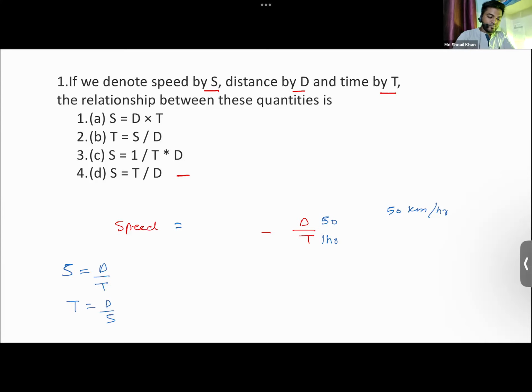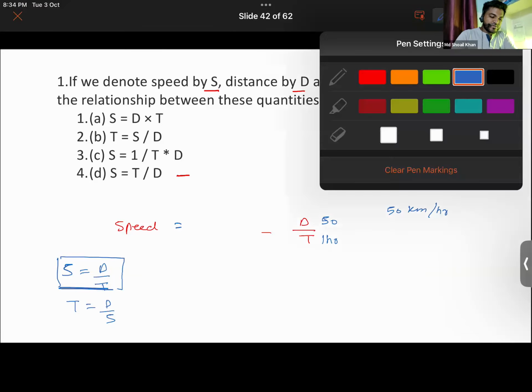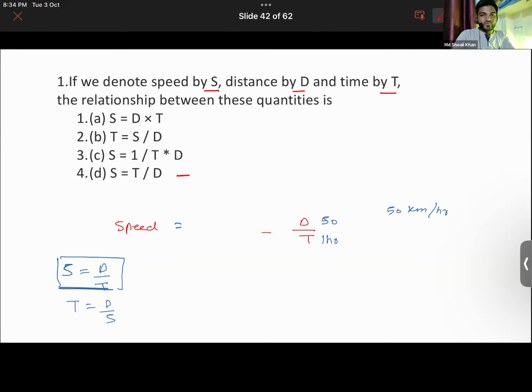Yes. Yes, sir. Okay. If you were to see now, this formula has actually been written in the option. The option is a bit confusing, it's confusing you guys, I believe. I'm saying that we know speed equals distance upon time. If you were to find time, you would write distance upon speed then.